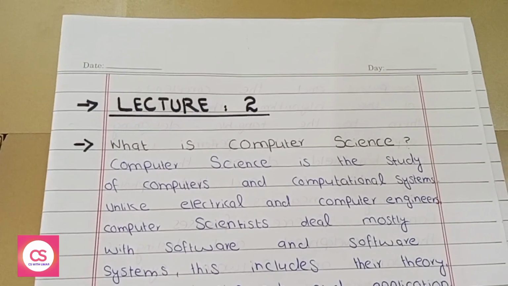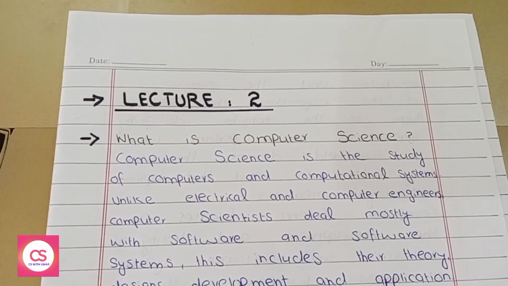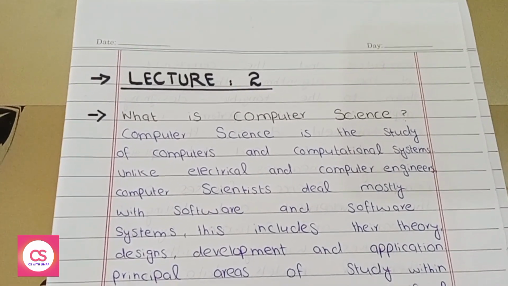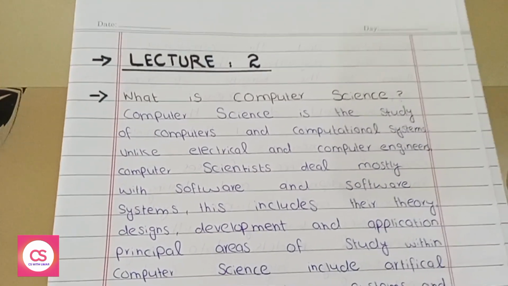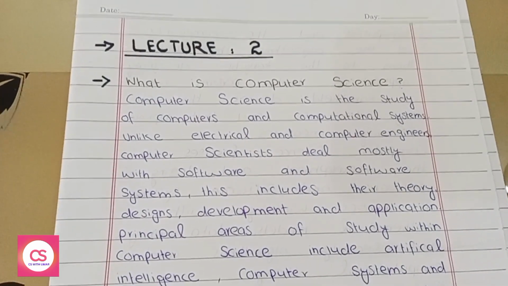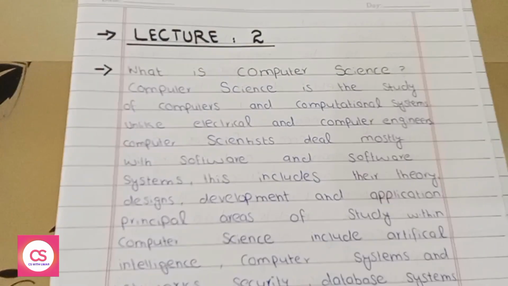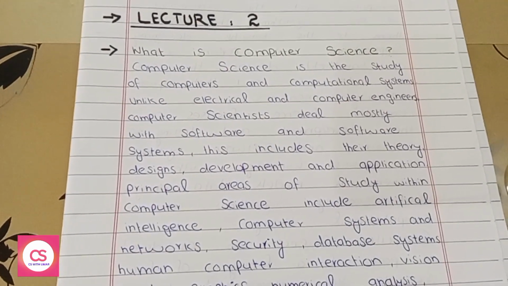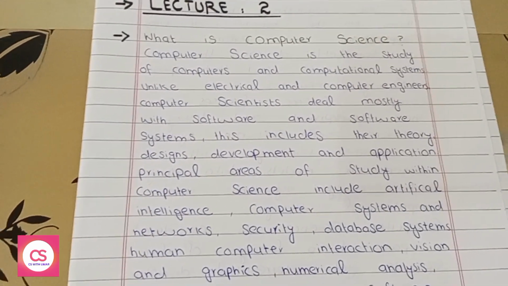Lecture 2: What is computer science? Computer science is the study of computers and computational systems. Unlike electrical and computer engineers, computer scientists deal mostly with software and software systems. This includes their theory, design, development, and application.